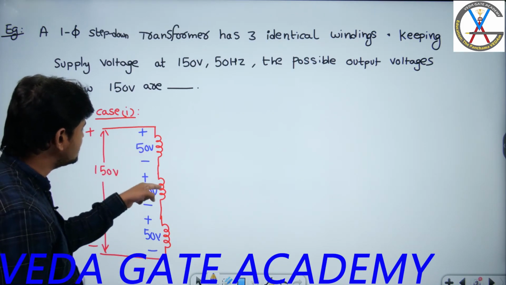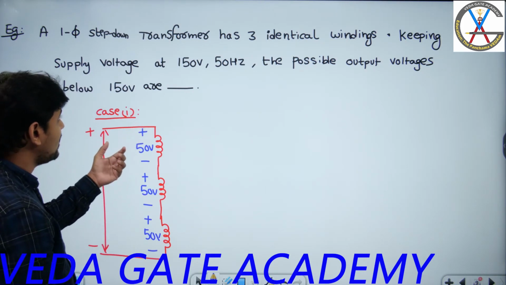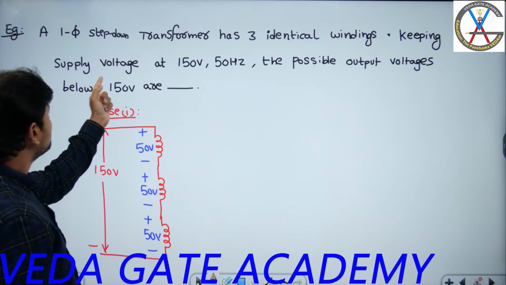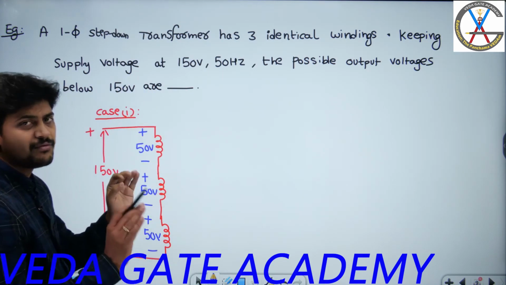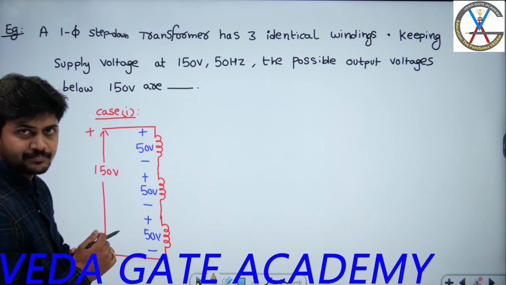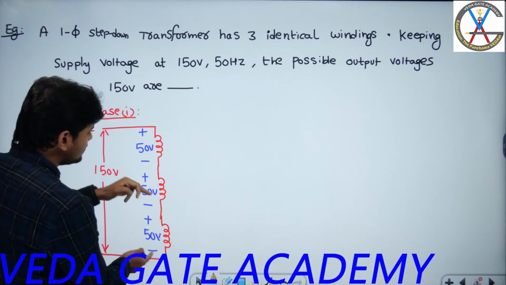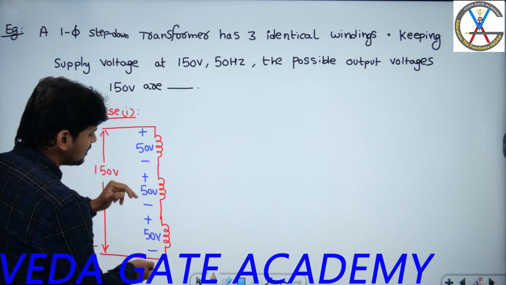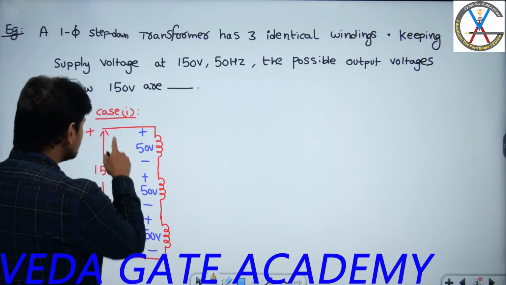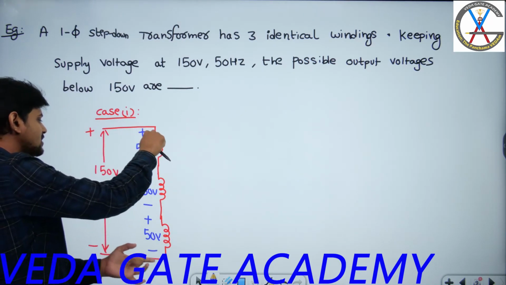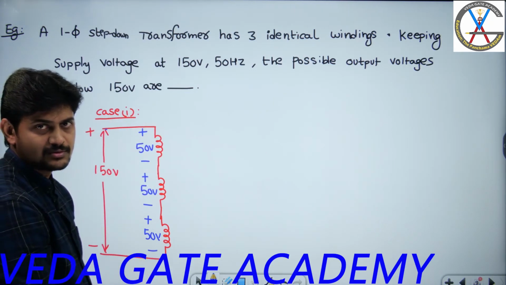The primary winding consists of three identical windings which are connected in series. So keeping supply voltage at 150, that means you can finally apply 150 volts on the primary side. But whether you apply this 150 volts across all three windings, or across only two windings, or across one winding, that depends upon you. Okay. So in case one, I have connected all three windings, and across all three winding combinations, I have connected a 150 volt source.